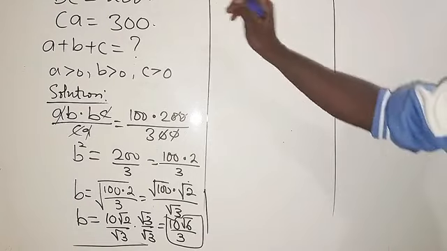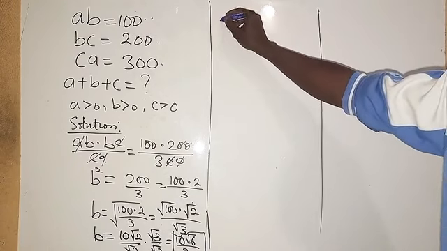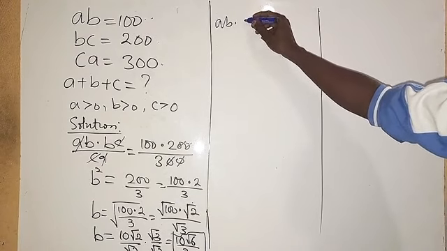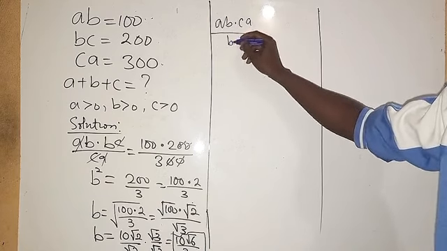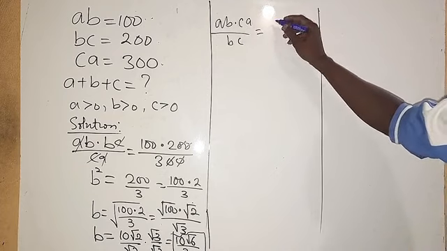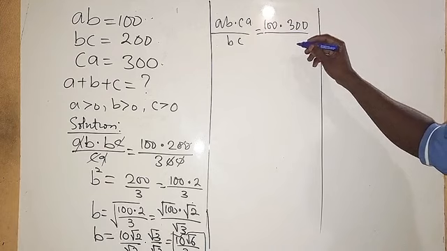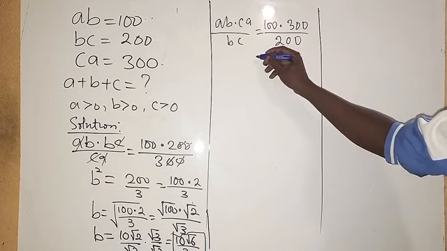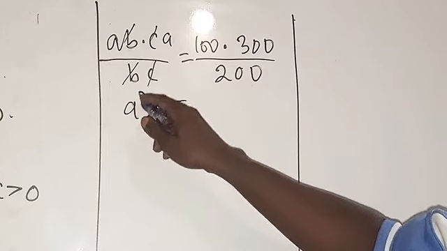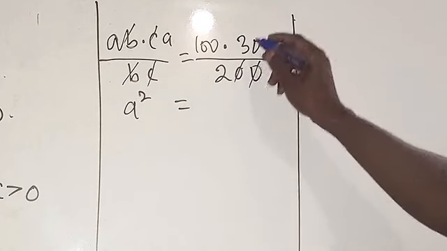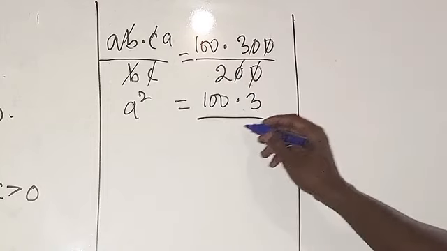Now moving on, we're going to do the same thing we did here. We picked AB and BC before, so let me pick AB multiplied by CA. Now if I pick AB and CA, definitely BC is going to be our divisor. So AB is 100 multiplied by CA is 300, then divided by BC is 200. So I'm going to have B we cancel B, C we cancel C, A times A we have A squared. Then here the zeros cancel, we have 100 multiplied by 3 all over 2.